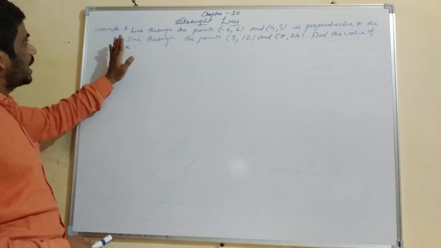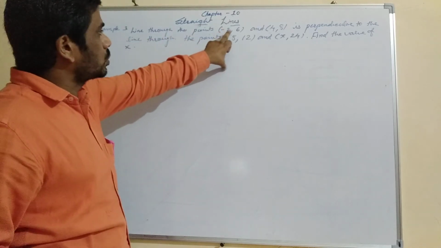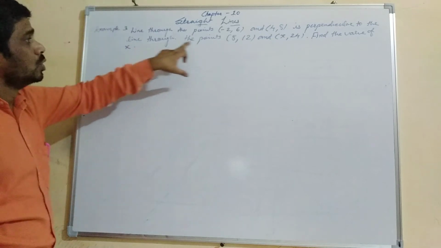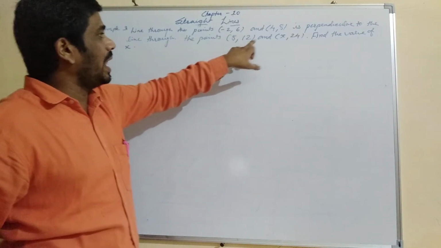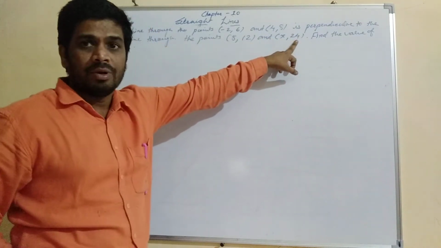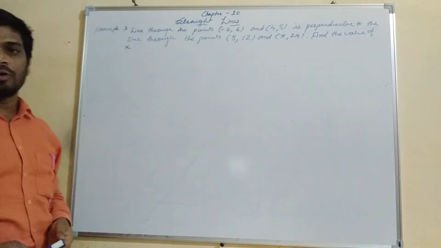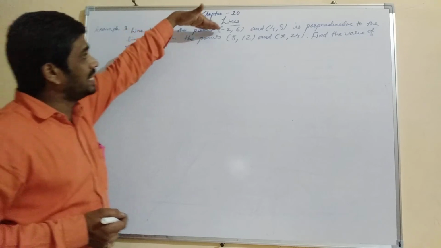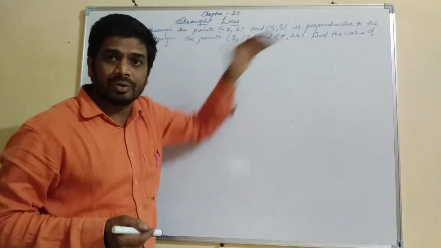Let's see this question. The line through the points (minus 2, 6) and (4, 8) is perpendicular to the line through the points (8, 12) and (x, 24). Find the value of x. We have to find the value of x. It's given clearly here that these two lines are perpendicular to each other.